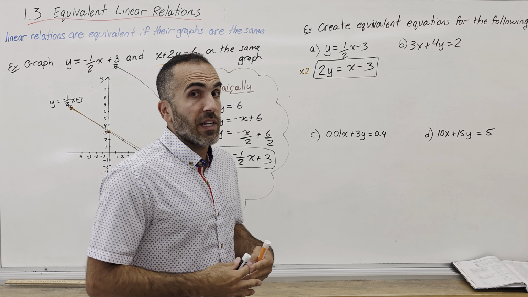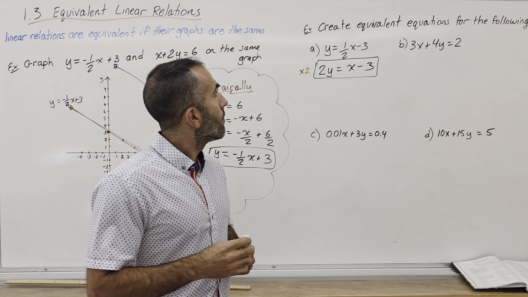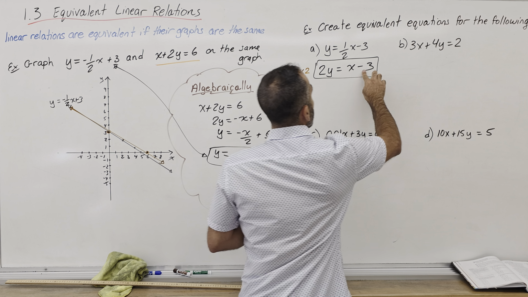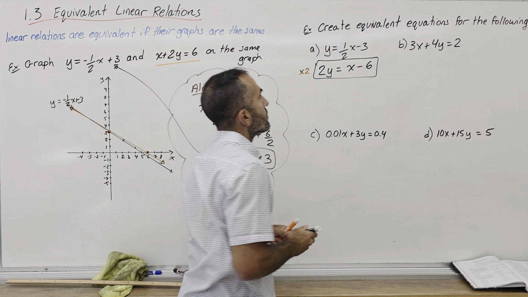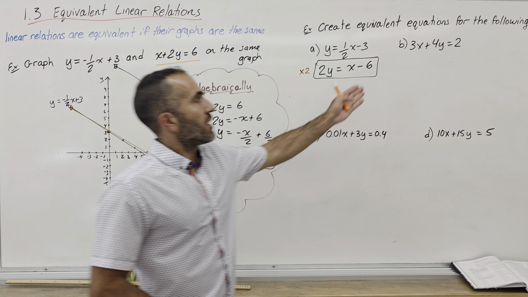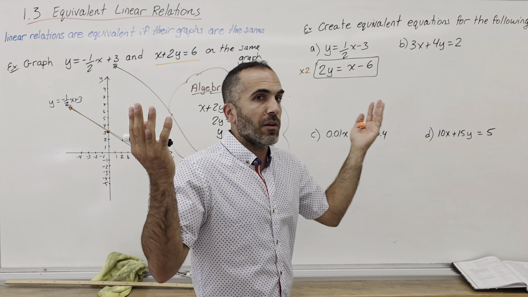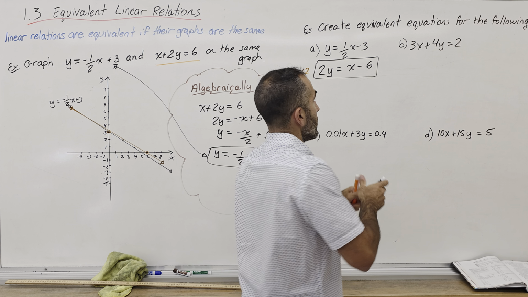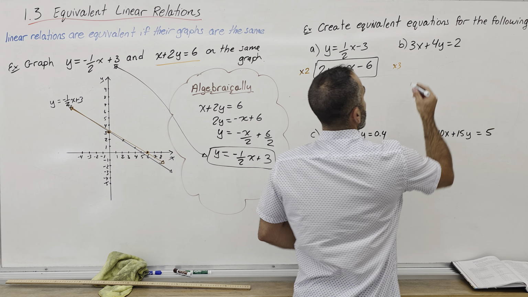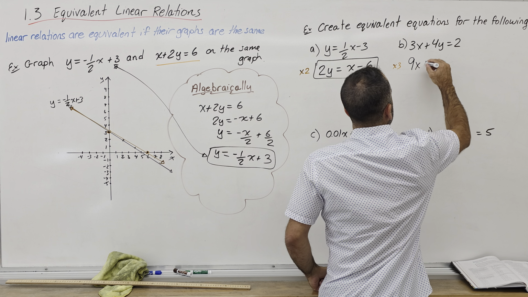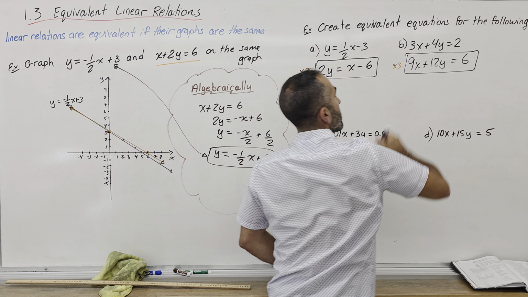This next one, I'm just picking random numbers here. Yep. It's negative 6. Okay, this next one, I'm going to pick a random number. I feel like multiplying everything by 3. No particular reason. So by multiplying everything by 3, I'm going to create an equivalent relation. 9x, 12y, 6. Done.